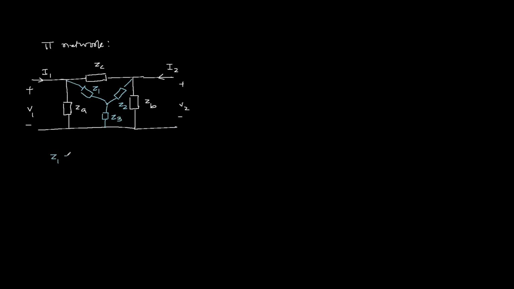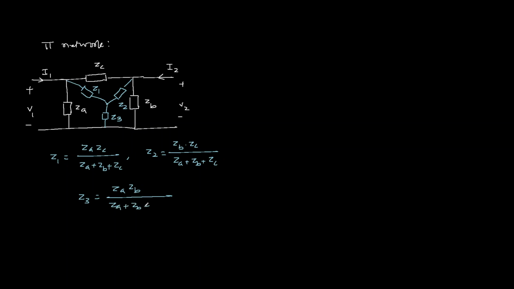So Z1 is basically ZA ZC over ZA plus ZB plus ZC. Similarly, Z2 is ZB ZC over ZA plus ZB plus ZC, and Z3 is ZA ZB over ZA plus ZB plus ZC. So that's how we convert a delta network to star.